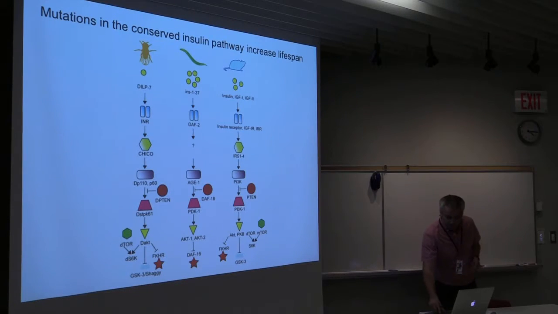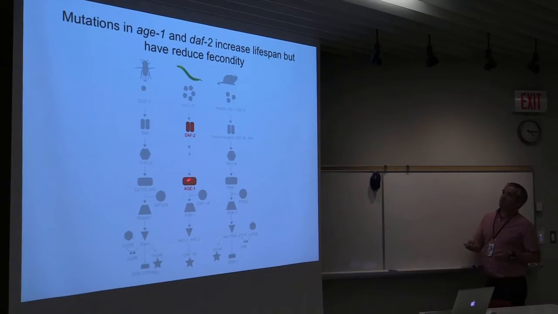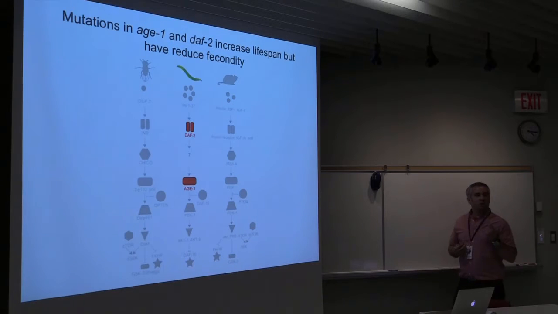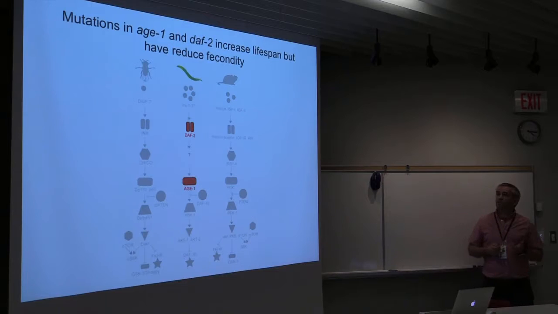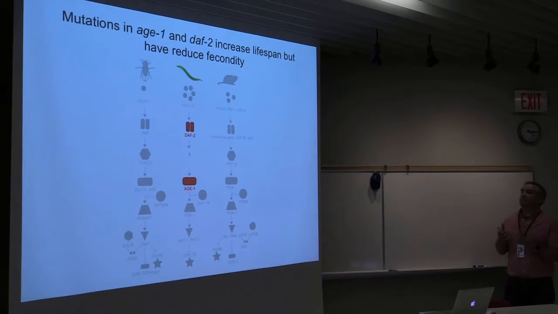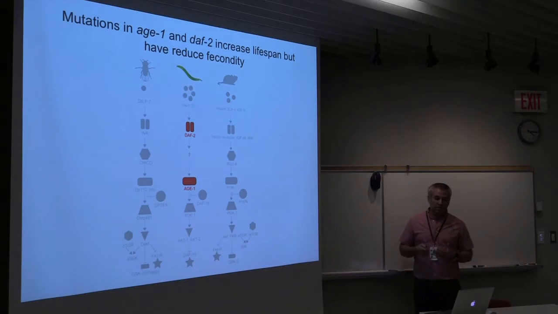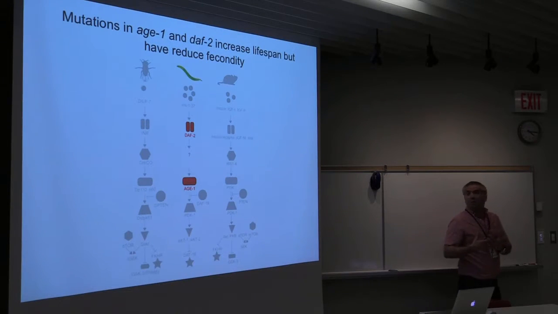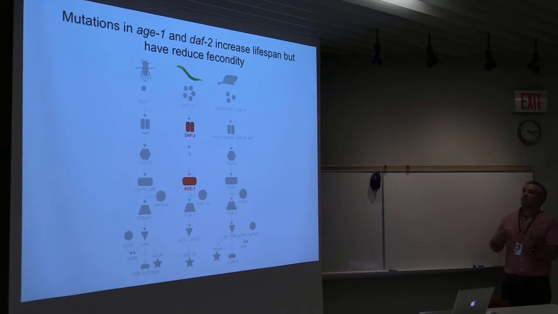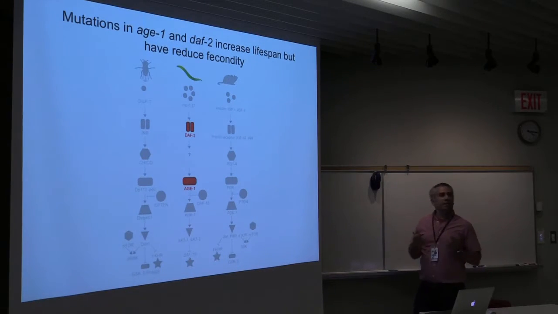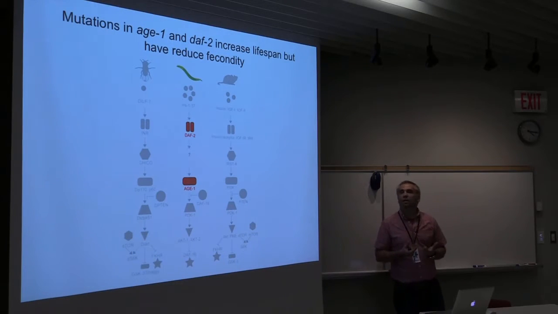In particular, some of these mutations in these two genes, age-1 and daf-2, not only increase lifespan and even double lifespan, but they do that at a cost. And the cost is a reduction in fecundity. So these mutations satisfy the antagonistic pleiotropy model. So the normal activity of this gene, in fact, may reduce lifespan, but perhaps increase fitness.